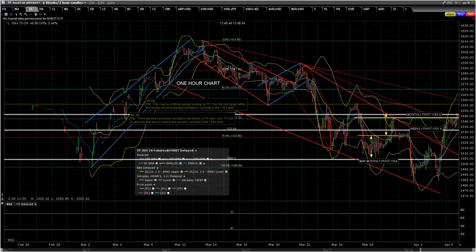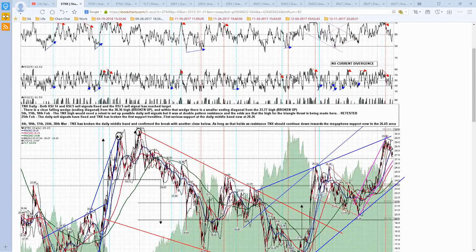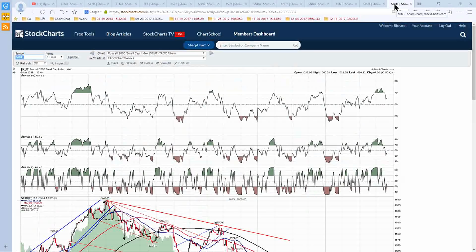Now, let's have a look at the RTH charts. By the way, if you've got any questions, just ask them in the chat, and I'll be answering them all at the end. So now, let's have a look at the RTH chart.